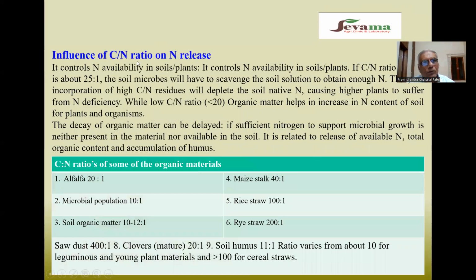So, the influence of carbon-nitrogen ratio on nitrogen release. That we have discussed. In a legume crop like alfalfa or lucerne, the ratio is 20:1. But in straw, maize straw, rice straw, the CN ratio is wider.